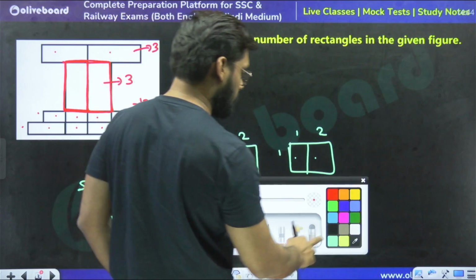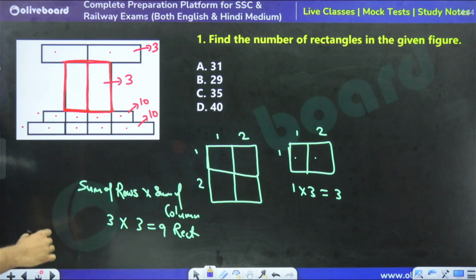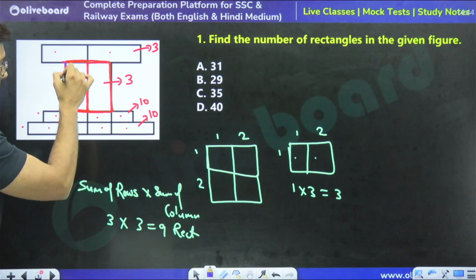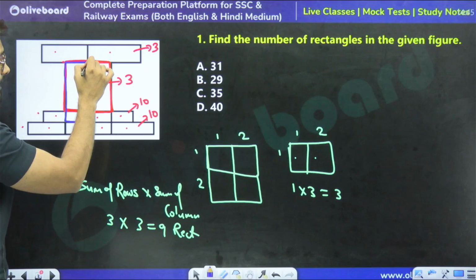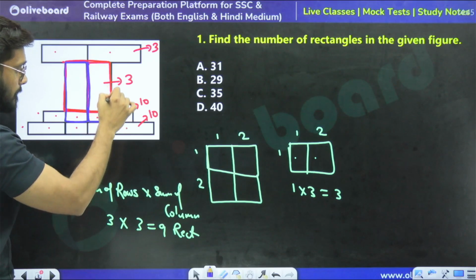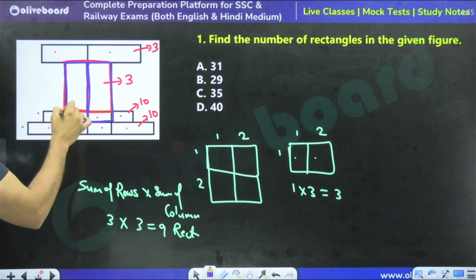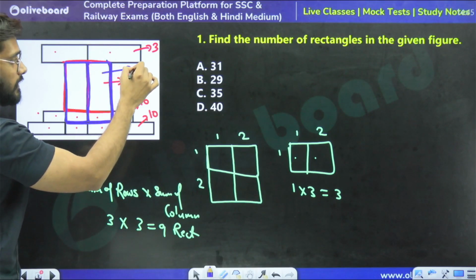Now let's find another rectangle as well. 3 rectangles we have got. 10 and 10, 20, 20 and 6, 26. Then one rectangle like this, and another rectangle like this. And one is the bigger rectangle of all, like this. 3 from the inside one.